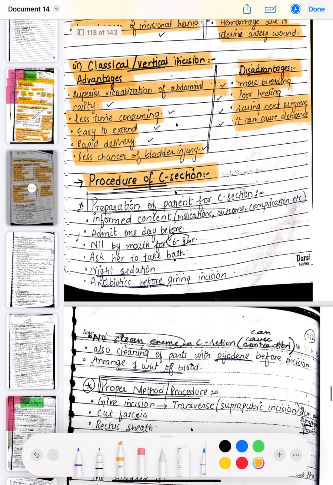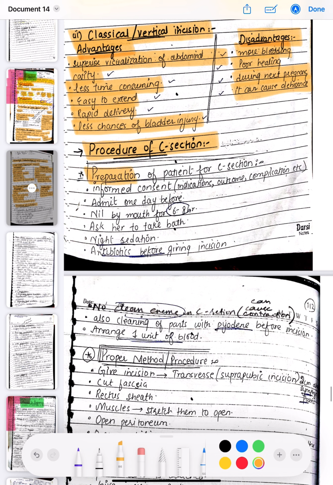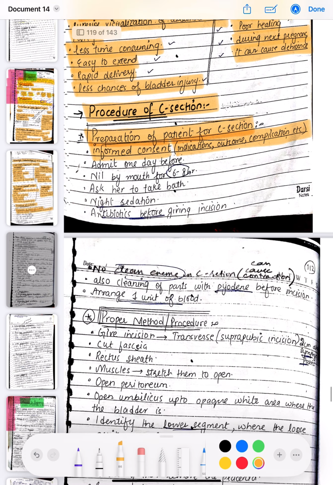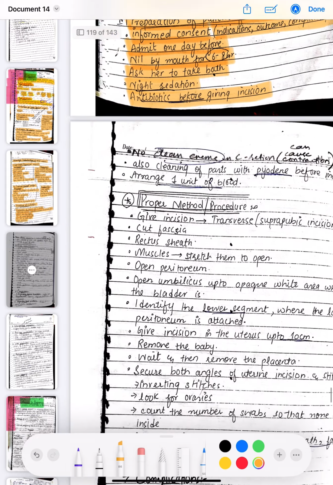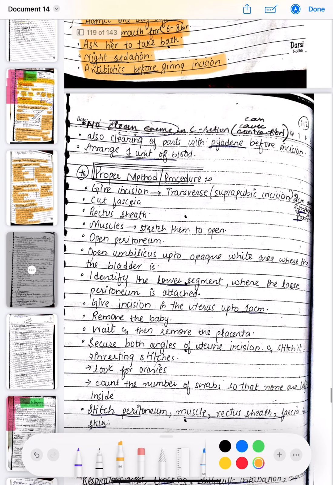Now, the procedure of the C-section. First of all, the preparation of the patient for the C-section is done, that is informed consent is taken, then the indications, outcome and complications etc. are discussed. Then admit the patient one day before the surgery and the patient is nil by mouth for 6 to 8 hours. Then ask her to take bath and night sedation is done. Antibiotics before giving incision is given. Also cleaning of the parts with povidone before incision and arrange 1 unit of blood.